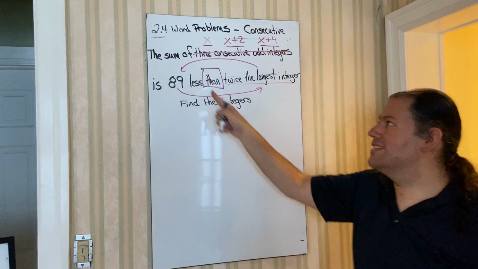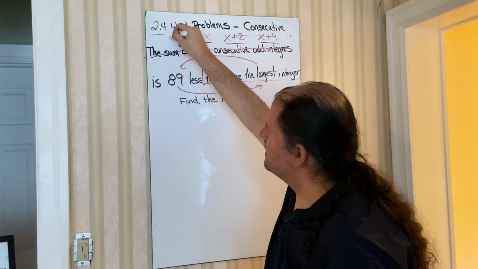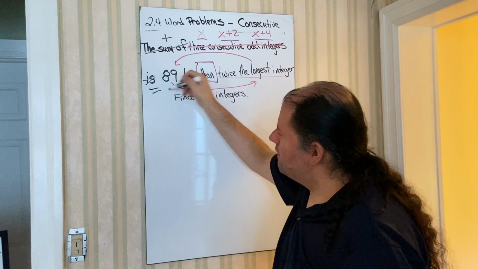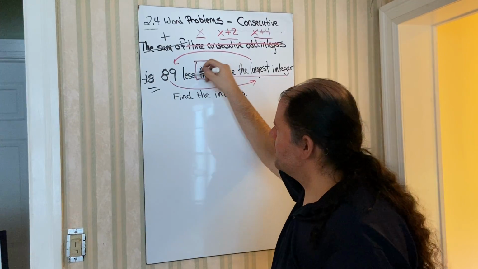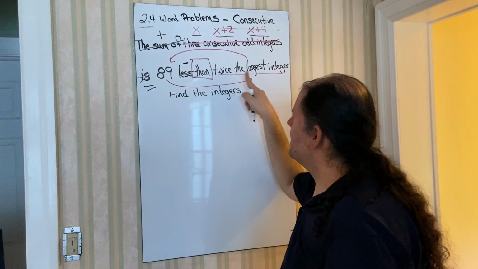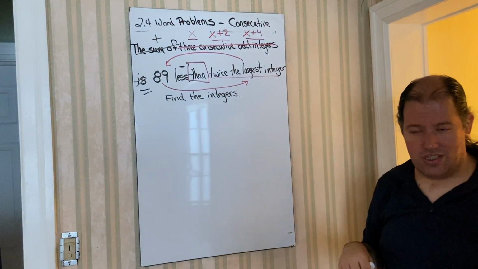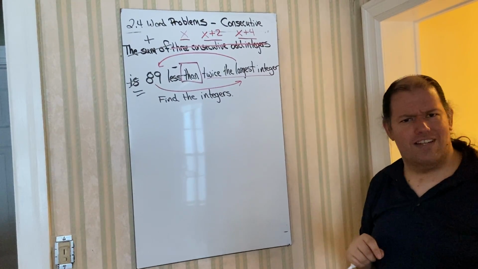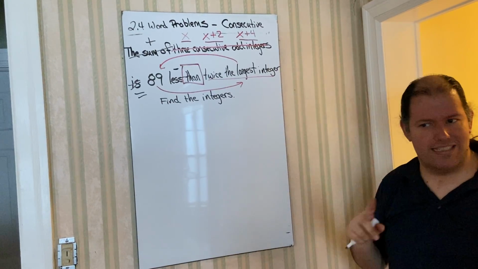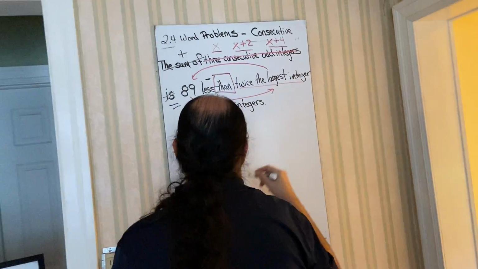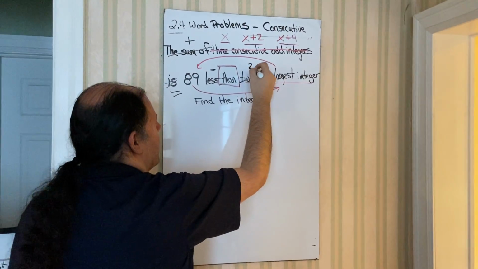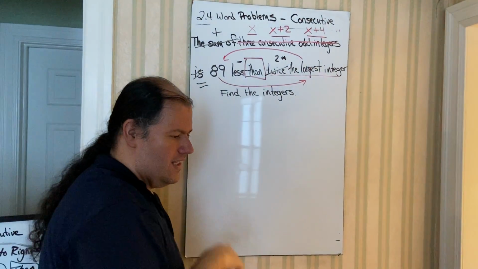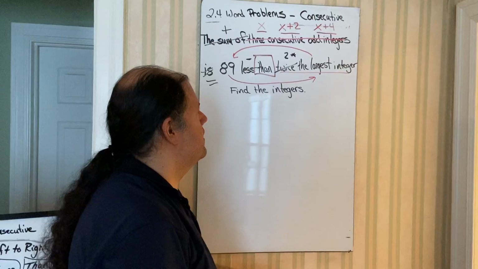So we know that the sum of means that I'm going to add. We know is, we told you before, is equal. Less, that's a subtraction symbol. Now be careful here. Twice the largest integer. Twice means that we're going to do 2 times something. Anytime I twice something or double something, think of that as times 2. So here we have twice, so we're going to do 2 times. Now what are we multiplying? The largest integer.